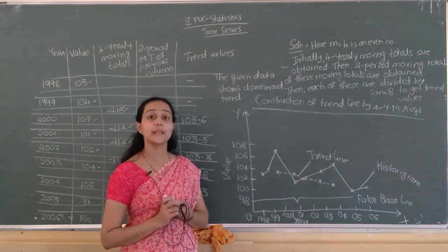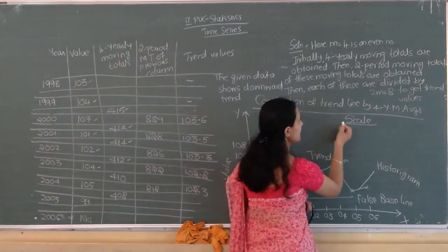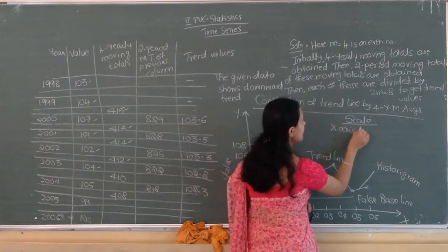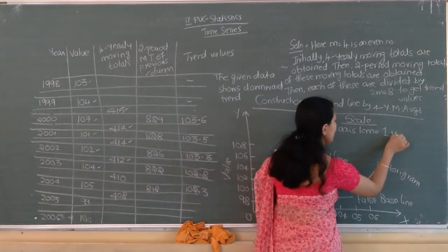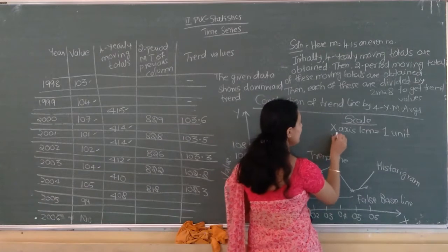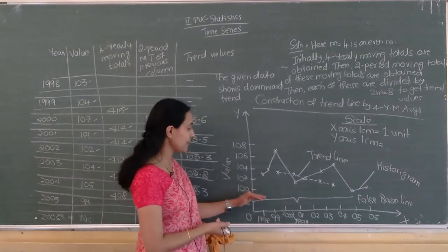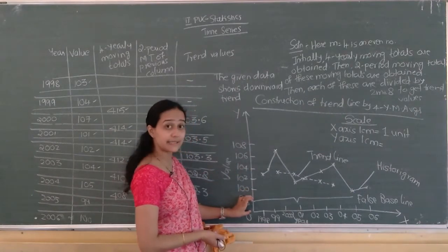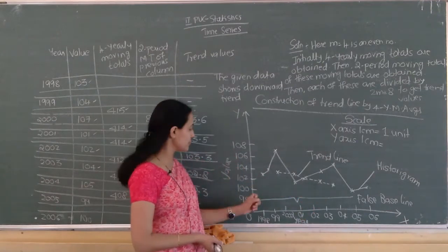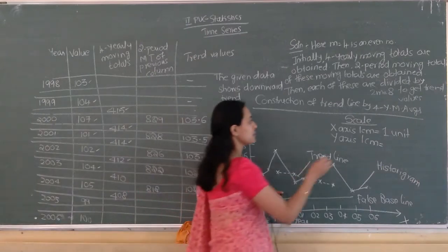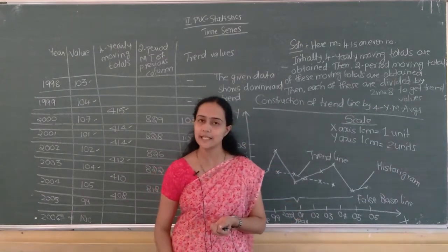After that what do we have to write? We have to write the scale. Don't forget, you have to write the scale. On the x axis, 1 centimeter equals how many units? 1 unit or 1 year. On the y axis, 1 centimeter equals how much? The scale applies only after the false baseline, 0 to 98; this difference we are not considering. So here 2 units, 1 centimeter equals 2 units. Clear?